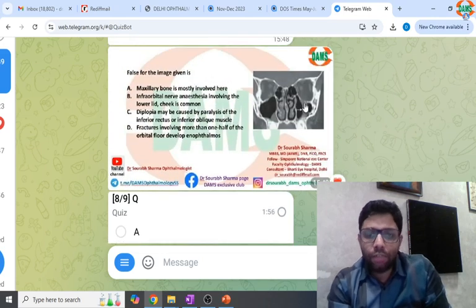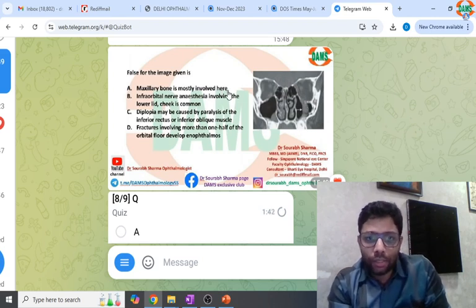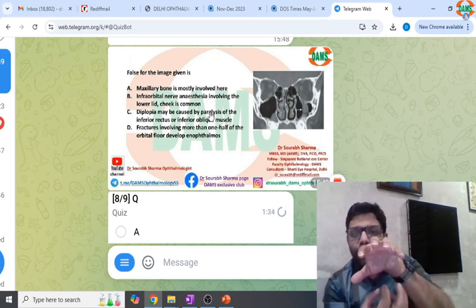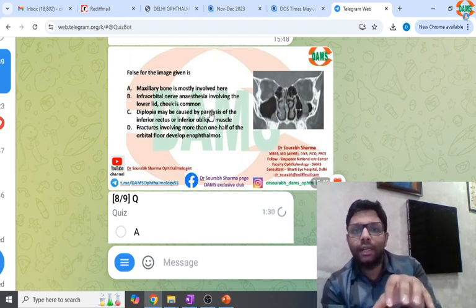Now for the image given below, this is a CT scan showing the left eye problem. There is a left orbital floor fracture causing a teardrop sign. The orbit contents are dropping down. Maxillary bone is mostly involved, yes, because that is the weakest point of the orbit. Infraorbital nerve anesthesia can be there, that is true. Now diplopia can be there due to inferior rectus involvement, yes, but not due to palsy, due to entrapment of the IR muscle. That's why there is an entrapment.